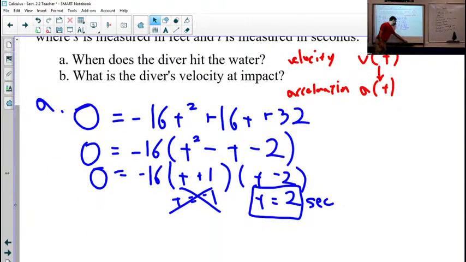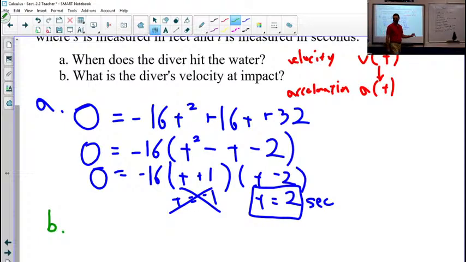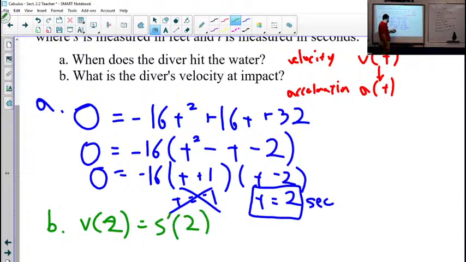So now we can answer part B, which is the calculus question. What is the diver's velocity at impact? So we are interested in the velocity when t is 2. We just found when they hit the water, when impact was. So we are interested in v of 2, which velocity would be the derivative of position. So we're looking for s prime of 2.